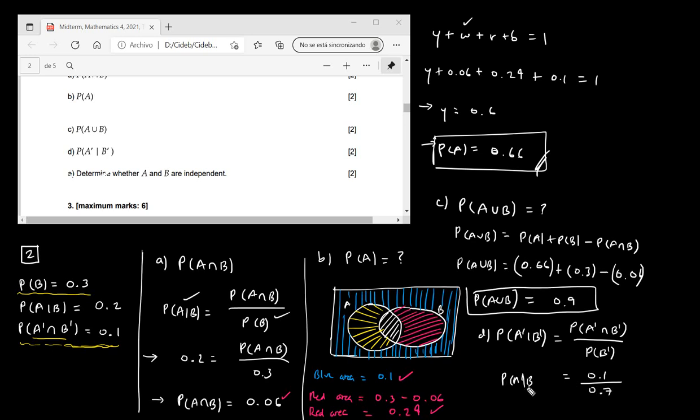That's it. And finally, E, determine whether A and B are independent. No, I'm going to do that in blue over here. No, because when you calculate this, which is this one, and you calculate separately the multiplication of the probabilities of A and B, they're not equal. This is not equal to this, and therefore, conclusion, they're not independent.